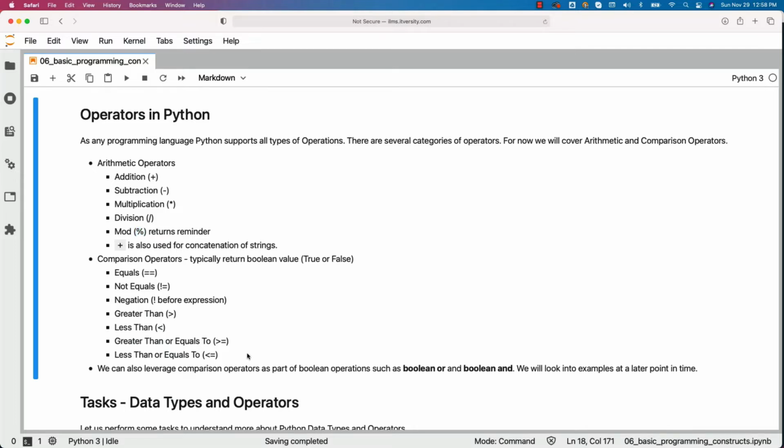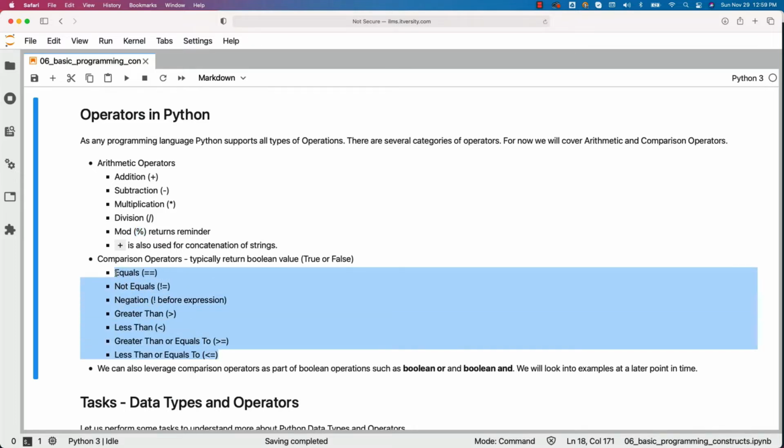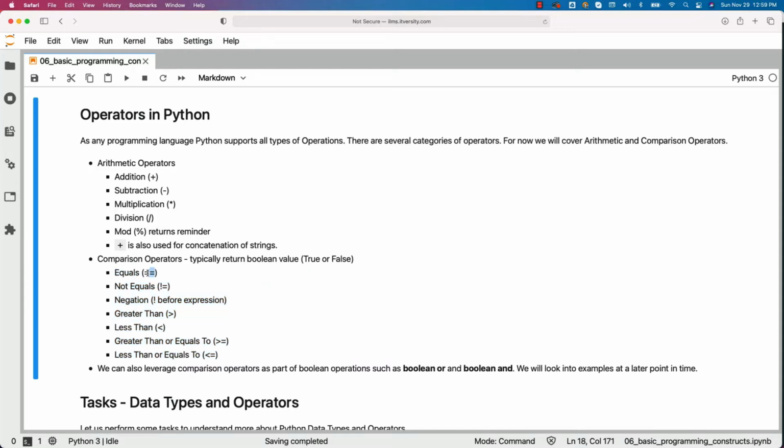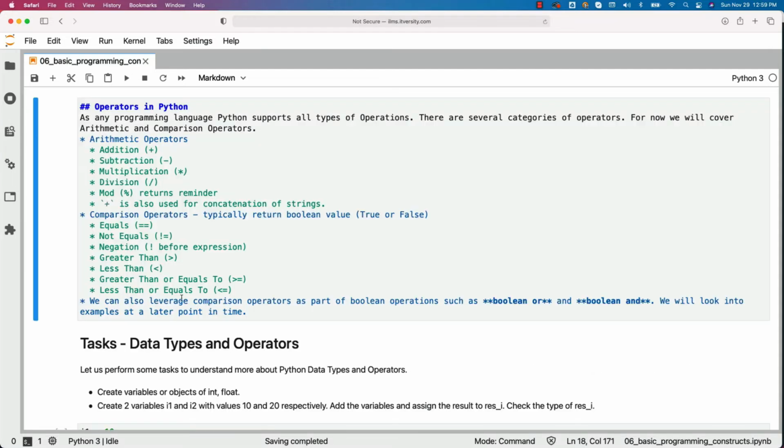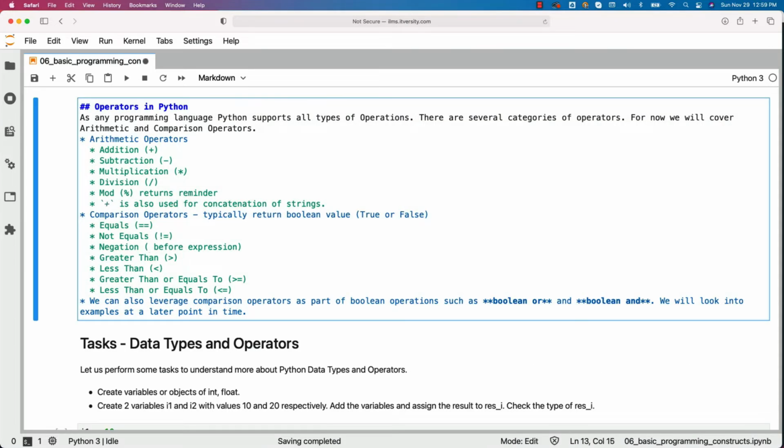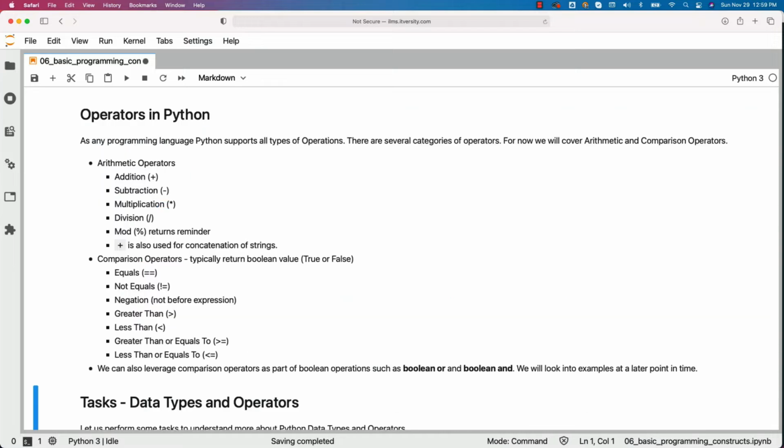Here are the comparison operators that are supported by Python. There are a few more, but these are the most commonly used ones. Typically, all these comparison operators return Boolean value. It can be either true or false. Double equal for equals, exclamation mark and equal for not equals, not for negation. It is not exclamation mark, it is actually not to get the negation, and we have to use not before the expression. This is bracket for greater than, this one for less than.